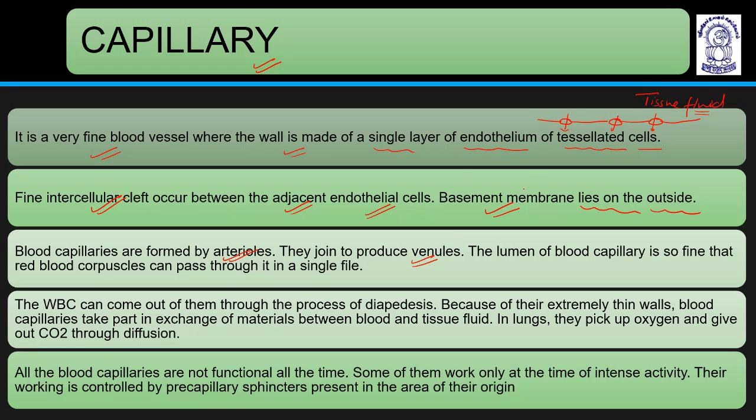The lumen of a blood capillary, the lumen meaning the space through which the blood flows, is so fine that red blood corpuscles can pass through it in a single file. It has a space equivalent to one single cell passage. Only one cell at a time can pass through it.